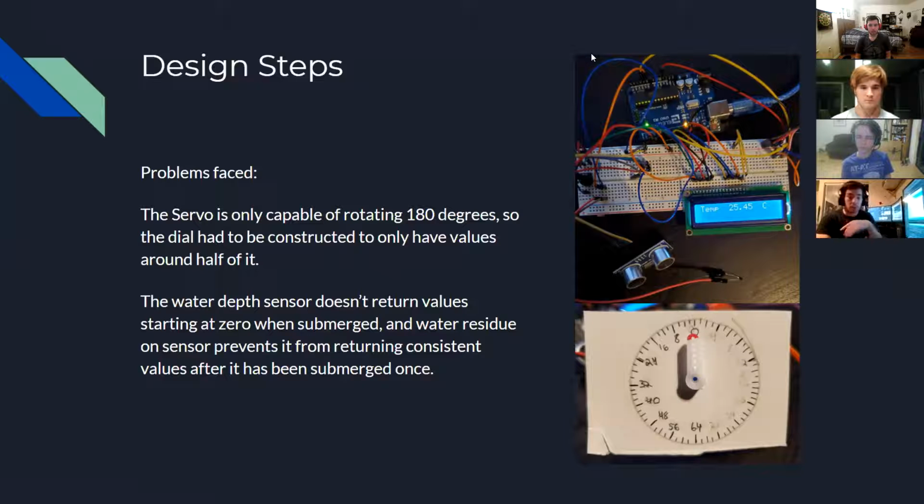I am also going to show a video of our project. You can see the breadboard and Arduino Uno; this is our project. We have our water level sensor, our ultrasonic sensor, and our thermistor for measurements. We have two different programs. Our temperature sensor is always running, and as we submerge our water depth sensor, the dial will move according to how deep the sensor is being put in.